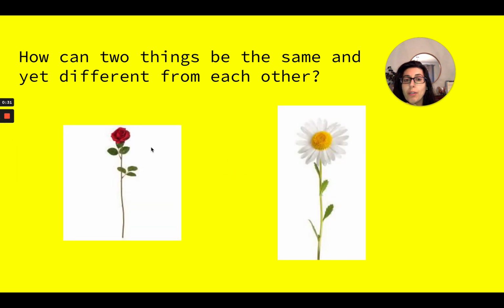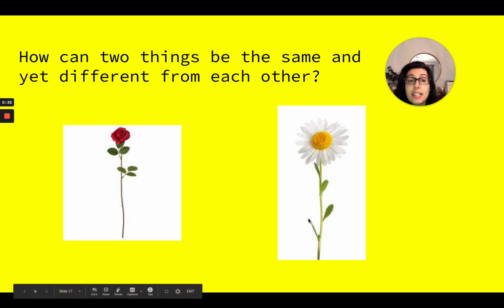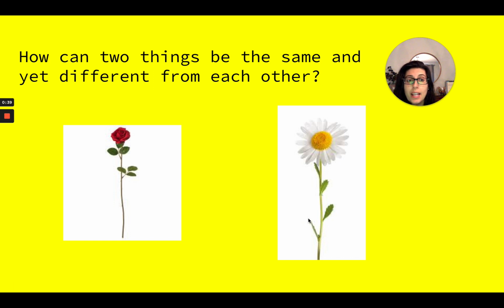So here we have a rose and a daisy. Are they the same in certain ways? How are they the same? Can you whisper into your hand right now how they're the same? Ready, set, go. They're both flowers.